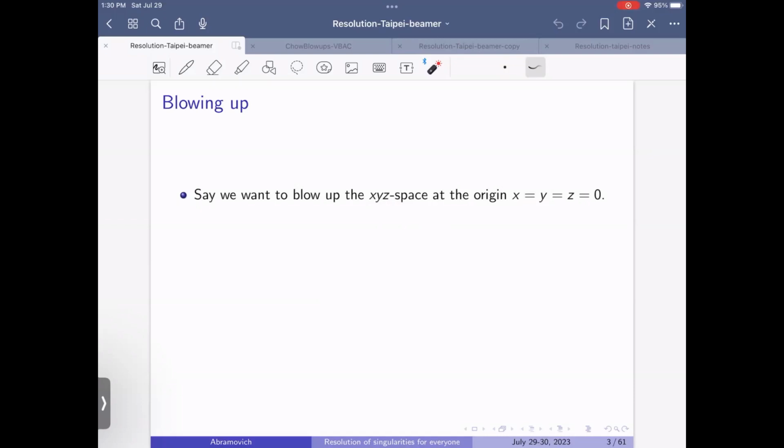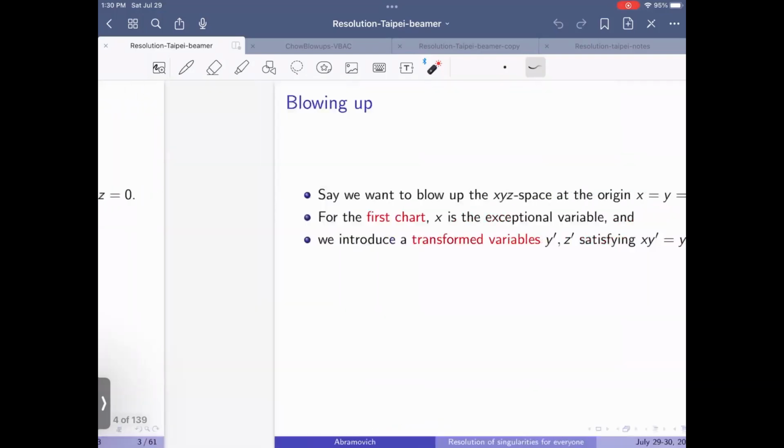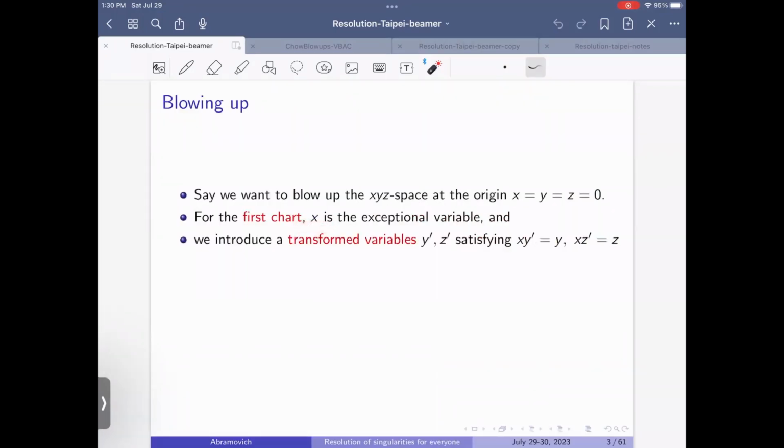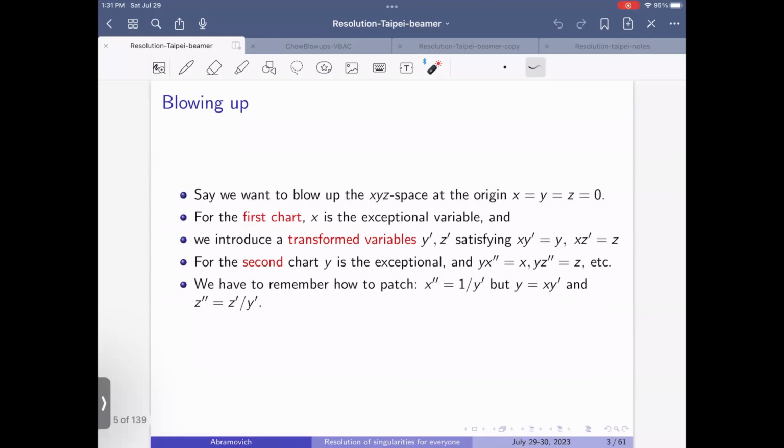And we learned that there are 3 charts, one for each of the variables defining the locus we blow up. For instance, in the X chart, X is the exceptional variable, and we have to transform Y and Z. So Y prime and Z prime are the new transformed variables. XY prime is Y, and XZ prime is Z. So you pull out the exceptional of any of the original variables. And then for the second chart, you do something similar.